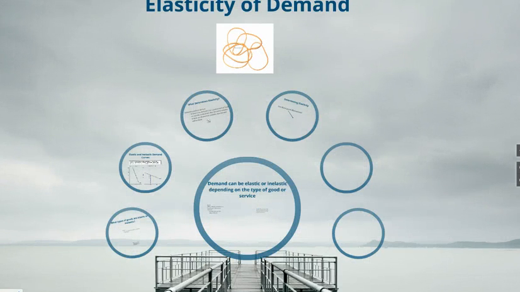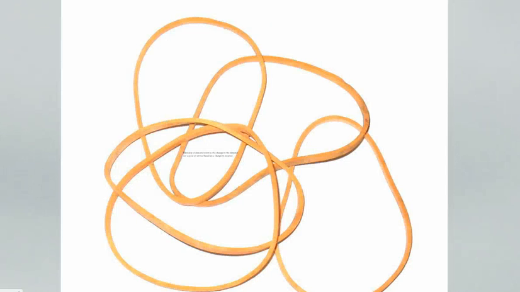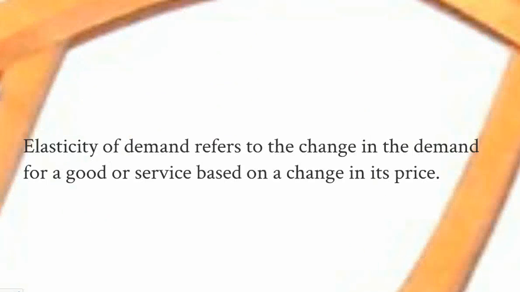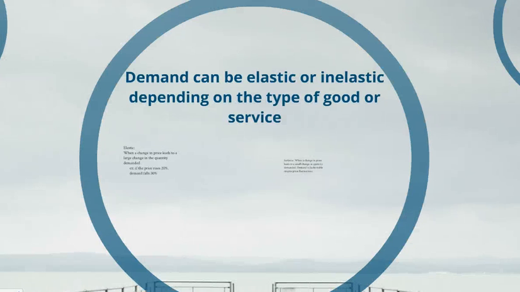Okay folks, today we're going to be talking about elasticity of demand, which is section 4.3 of your textbook. Elasticity of demand refers to the change in the demand for a good or service based on a change in its price. And to go into that a little bit more, demand can be elastic or inelastic depending on the type of good or service we're talking about.